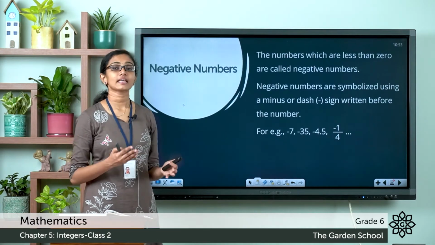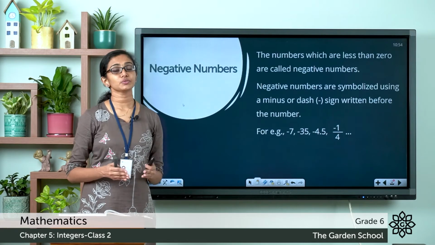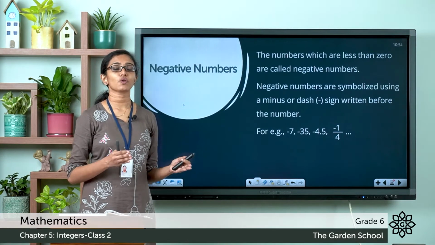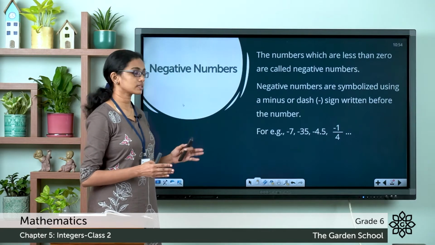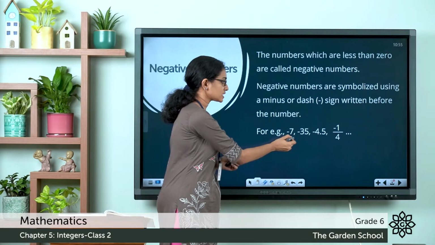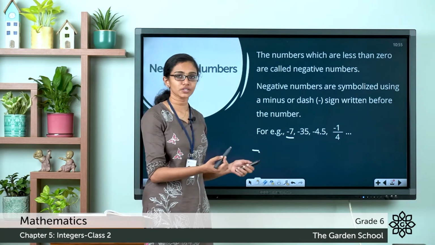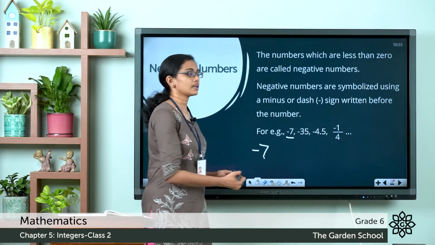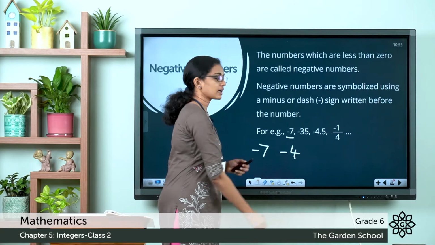So let's see that again. Negative numbers are the numbers which are less than 0. And negative numbers are usually symbolized with a minus or dash sign written just before the number. You can see a few examples here. Do you see the negative numbers written here? This is minus 7. How do you write it? First you put a minus or dash and then you write the number. So this is minus 7, this is minus 4 and so on.